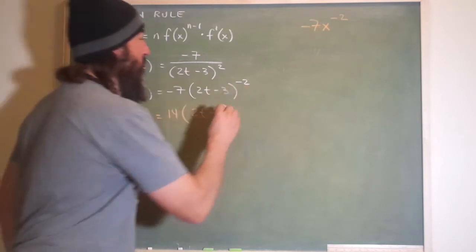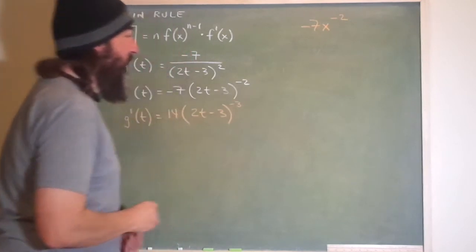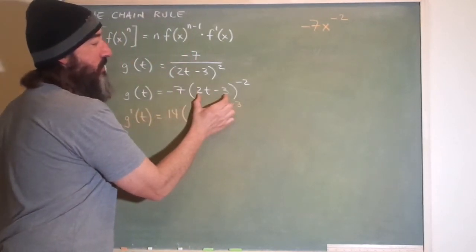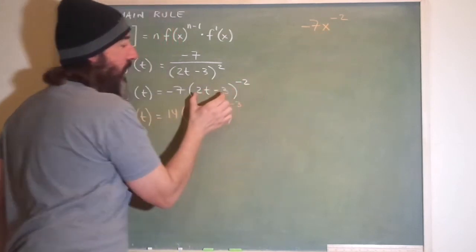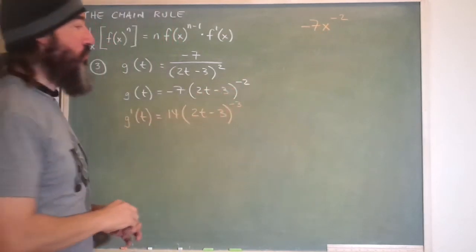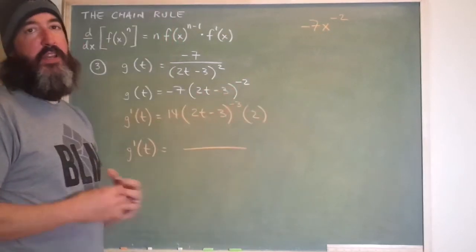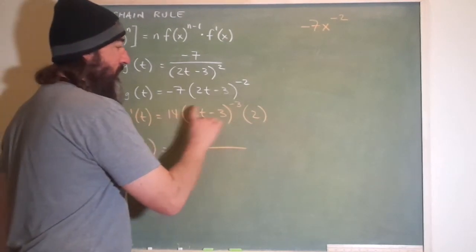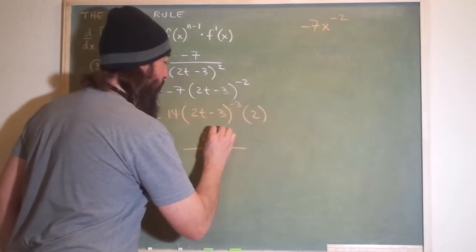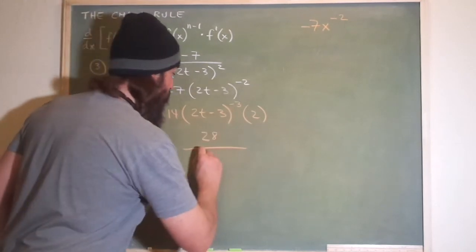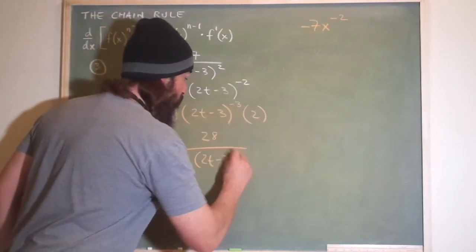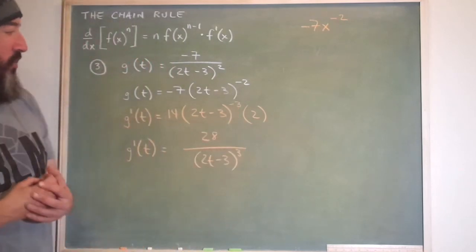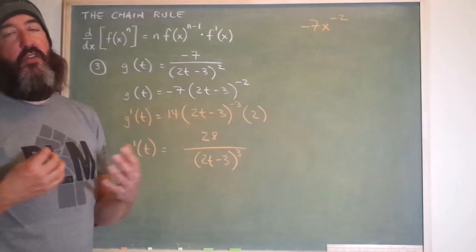Negative 2 minus 1 is negative 3, and then the only catch is I need to multiply by the derivative of this piece because this is just a bit more complicated than x, and the derivative of this piece is 2. I have a negative exponent, so I should be able to express my answer as a fraction. 14 and 2 will stay in the numerator, that's 28, and this 2t minus 3 will go in the denominator because it has a negative exponent. I'll make it 28 over 2t minus 3 to the 3rd.